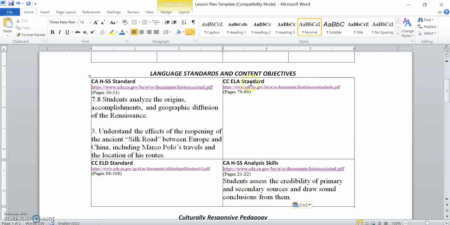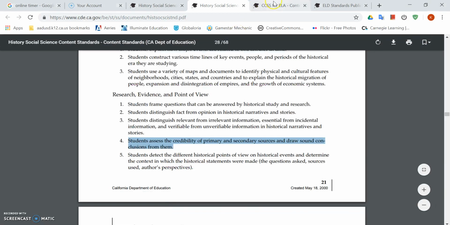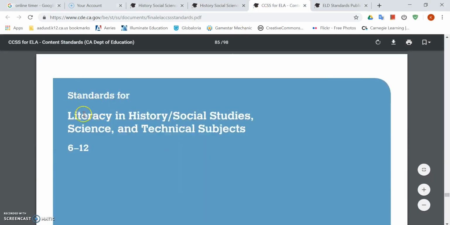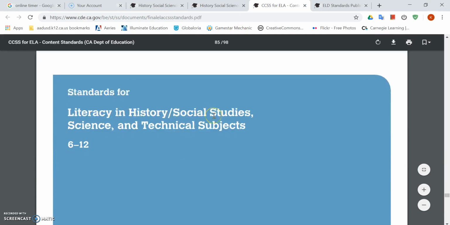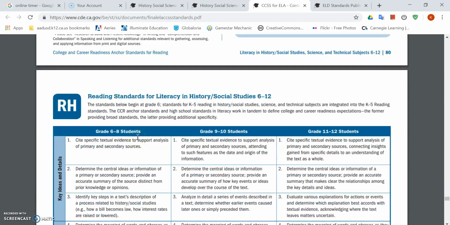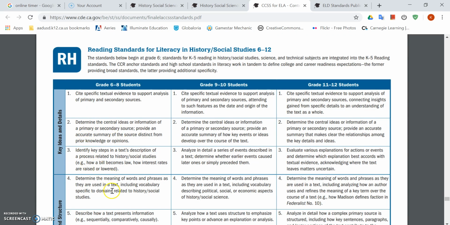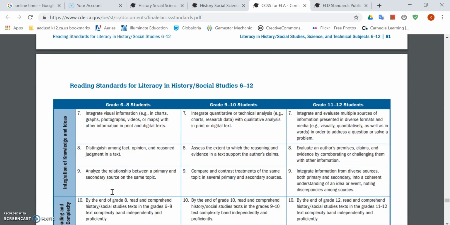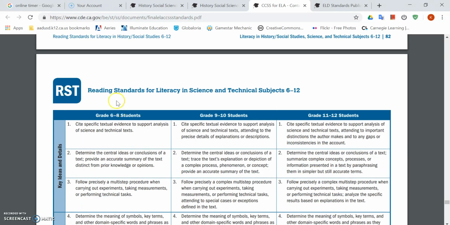Now, your federal government standards, your Common Core standards, ELA 79 to 89. These are standards for literacy in history and social studies. Now you have two types of standards. You have reading standards. So skim through, read through the different types of reading standards. Tell me which one, visual information, goes along with your standard. We're in the first column, grades 6 through 8.